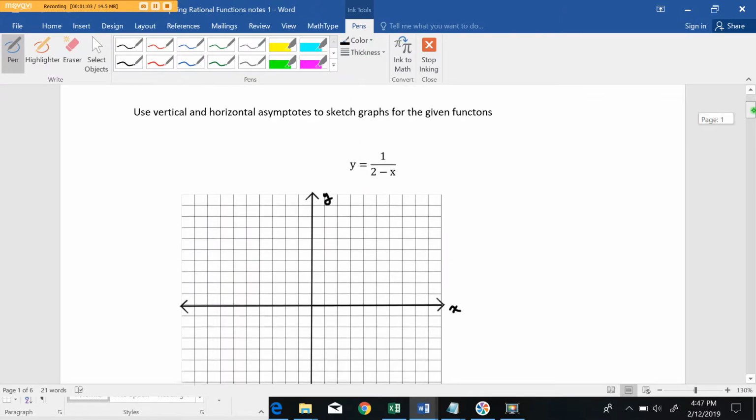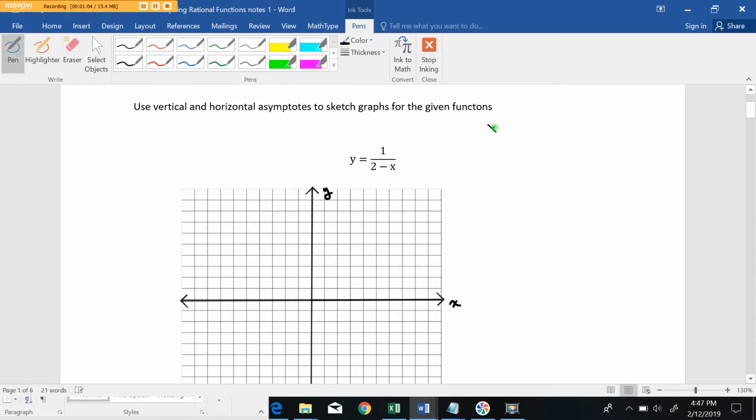Mathematically, as x approaches 2 from the left, these would be numbers like 1.9, 1.99, etc., then the function is going to go to plus infinity. It's going to get infinitely large. Try it with a calculator. Put in 1 over 2 minus 1.999, you're going to get 1,000 or so. If you put in 1 over 2 minus 1.99999, you're going to get a very, very large number.